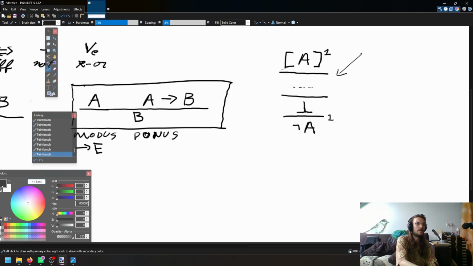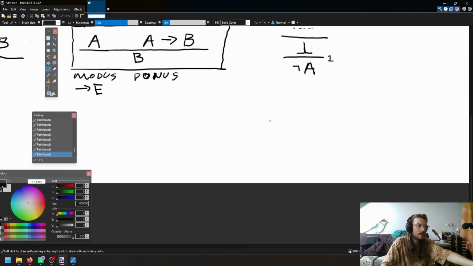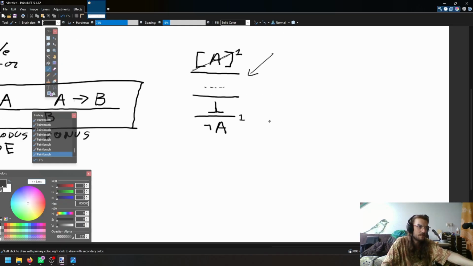So sometimes we do a little stripe across the assumption. So there's no assumptions allowed to be in here anymore. And then we can conclude that not A is true. So how does this look in practice? Let me do a quick proof by contradiction.